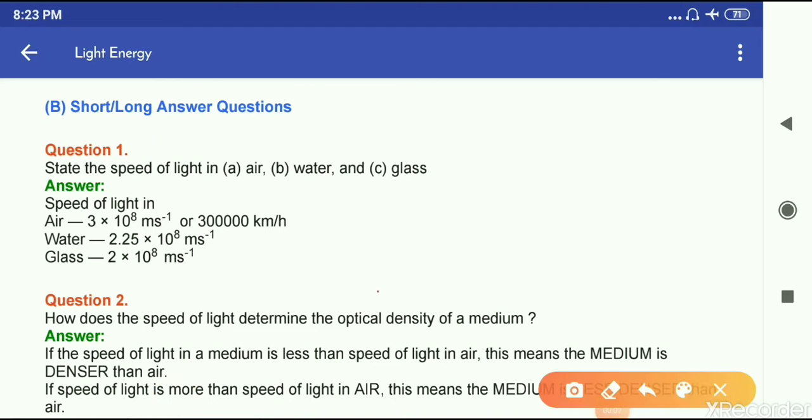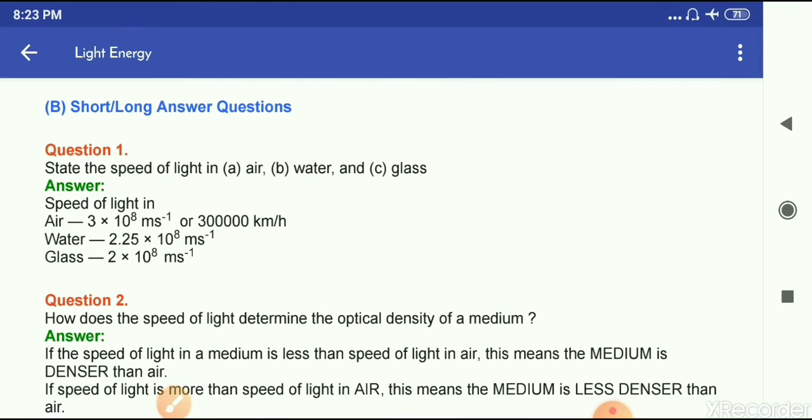How does the speed of light determine the optical density of a medium? If the speed of light in a medium is less than the speed of light in air, this means that the medium is denser than air. And if the speed of light is more in the medium than the speed of light in air, this means the medium is less dense than air.